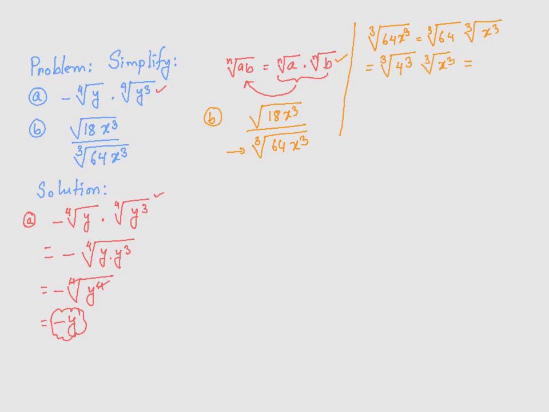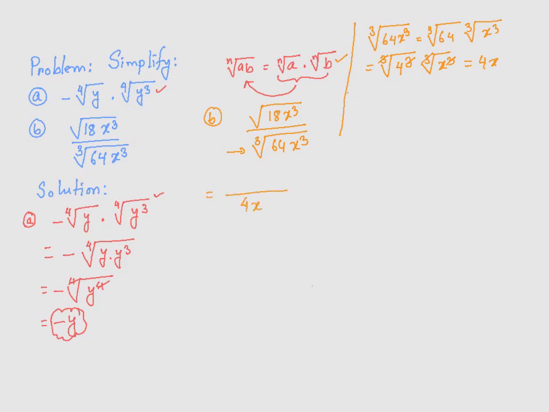Now let's simplify it further. Third power and cube root are going to cancel each other out. That's going to give you just 4. Again, x to the power third, if I take the cube root of it, the exponent and the third root are going to cancel out. So that's going to give me just x. So the denominator here is going to be just 4x.